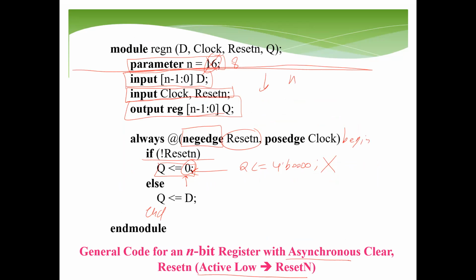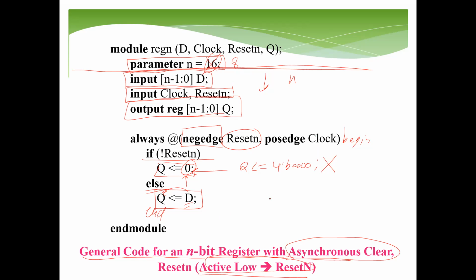Okay, so that's why I put 0 here without any sizes, so it will just take on the size of Q. Else, if we're not resetting, load the register with the value of D, so D will be taken into Q. Okay, so again, this is a general code for an n-bit register having an asynchronous clear, and that clear is an active low signal.